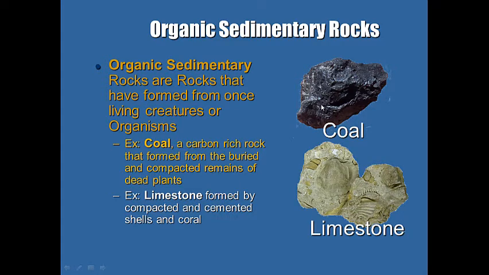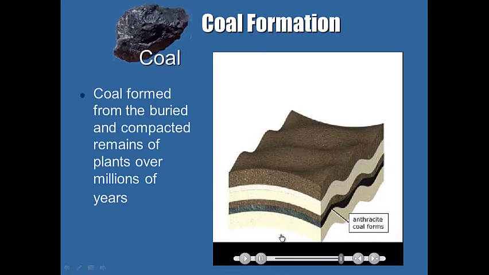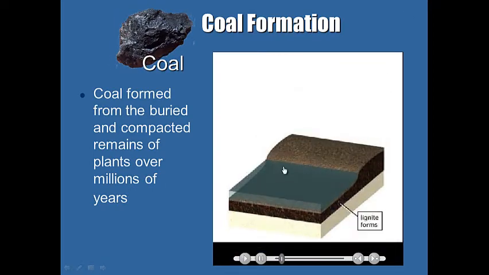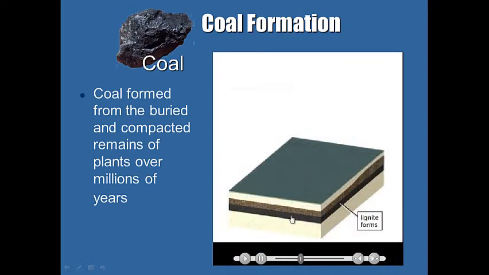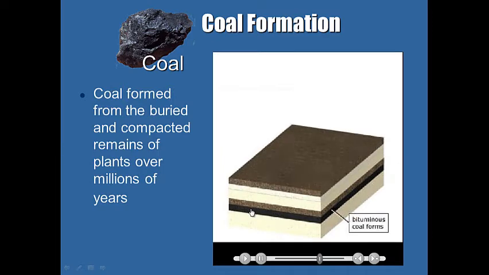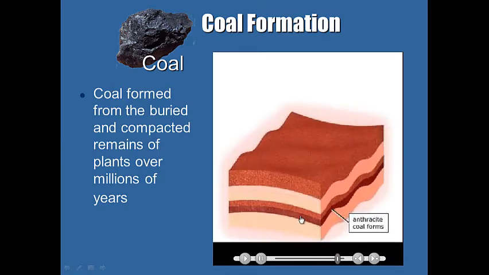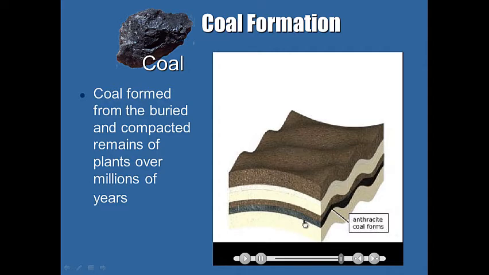So we have coal, okay, ancient dead plants squished together, and then we got limestone, ancient cemented and compacted shells and coral. Okay, so these are organic sedimentary rocks. Let's look at how coal formed real quick here. So it's an ancient forest, and this ancient forest in this black layer got buried and compacted, and then kind of heated, and we have this layer of coal. And then we humans dig down into the earth and dig this coal up for energy.